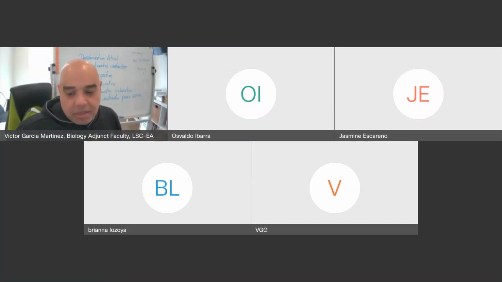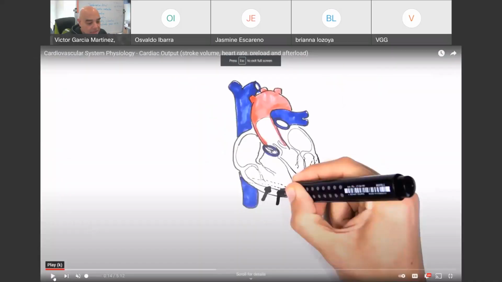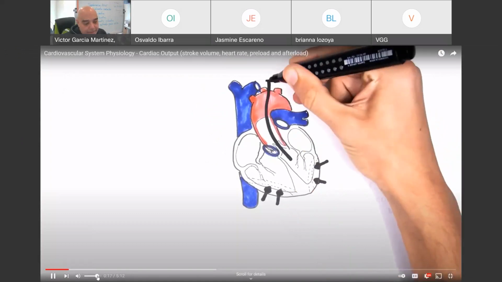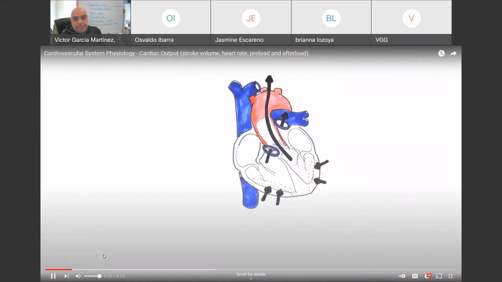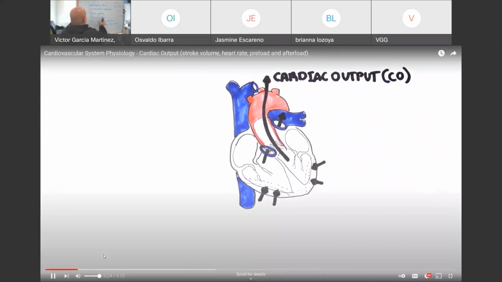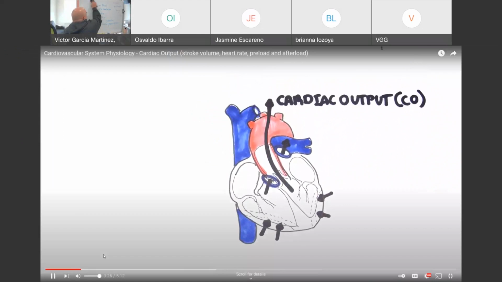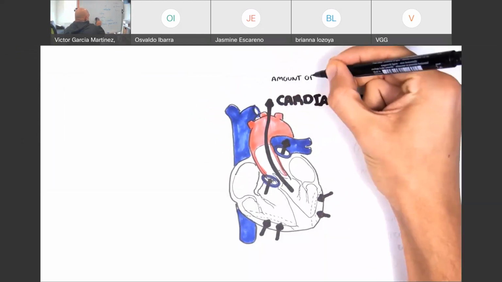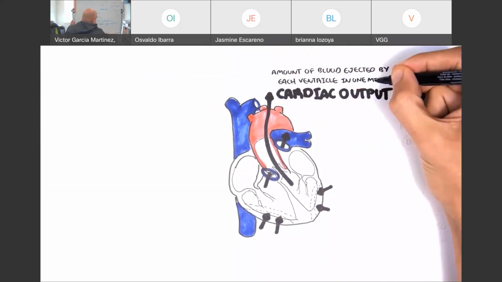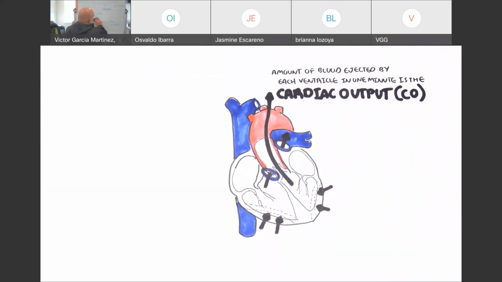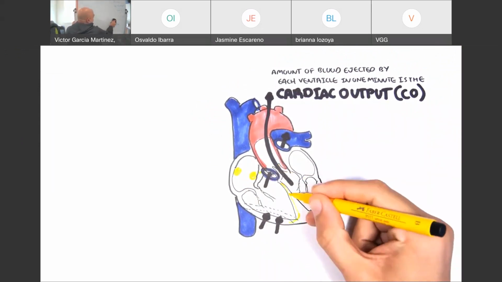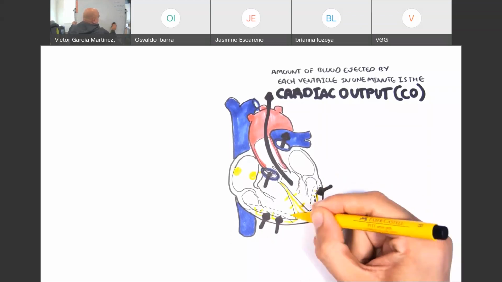Sharing with you, and now I'm going to show you this video. 1 minute. So here's a heart in systole, and the ventricles are contracting, ejecting blood out to the aorta and the pulmonary trunk. The cardiac output is defined by the amount of blood ejected by each ventricle in 1 minute. And there are 2 factors that are used to calculate the cardiac output. These are your heart rate and stroke volume.